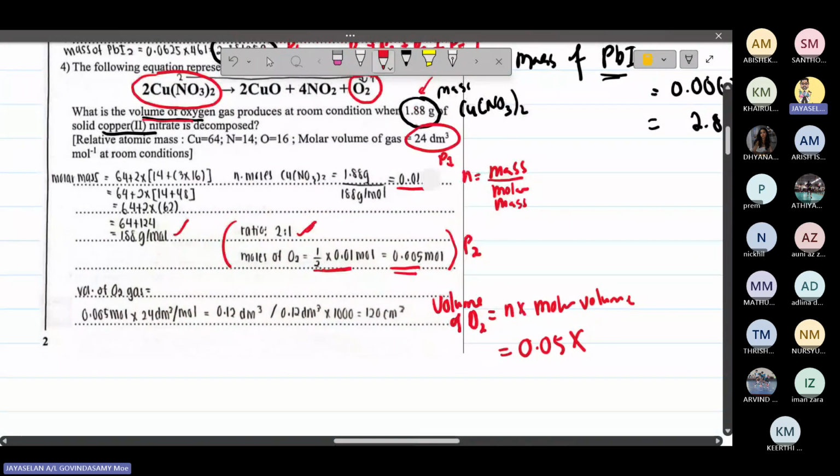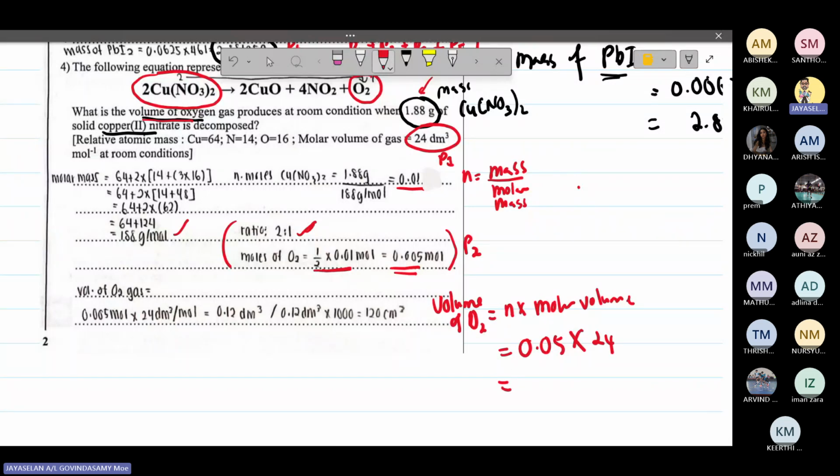Molar volume is given as 24 here. So 24 dm^3, and the final answer is 0.12 dm^3. Volume, dm^3. So this answer, she already scored 0.3. No need to change it to cm^3 unless in the question they ask you to change. So this one she scored 0.1, 0.2, 0.3. Perfect marks. Any question? No question? Okay, so we go for today's lesson.